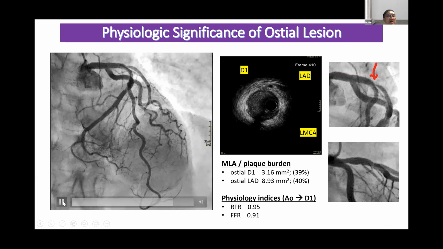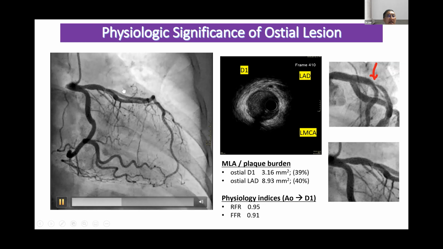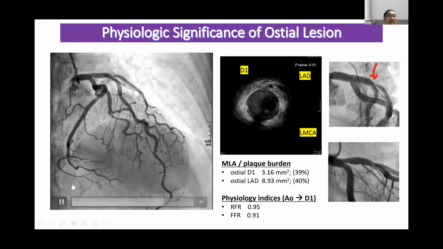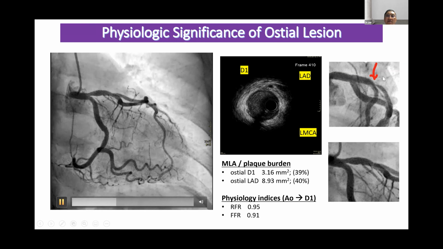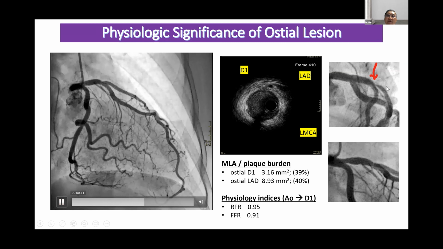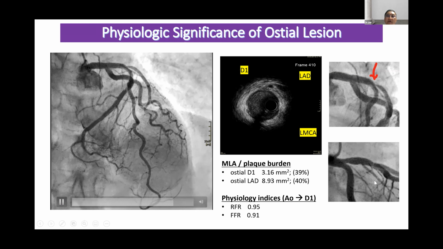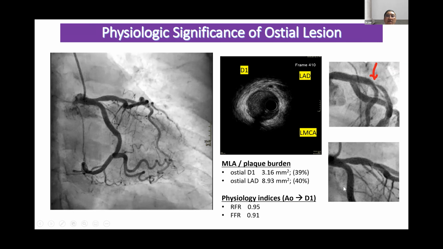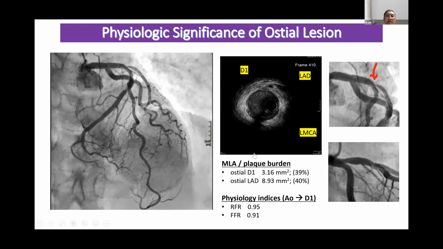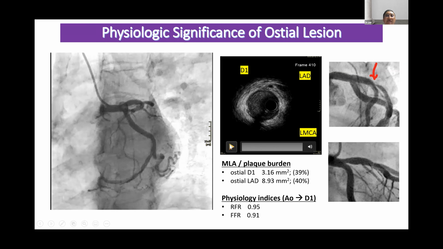Just an example of this, you can look at this angiogram that shows the ostial LAD and also an ostial diagonal lesion here. The ostial diagonal lesion looks especially tight on the angiogram, and there's mild to moderate disease in the ostial LAD. And I ran the IVUS in.